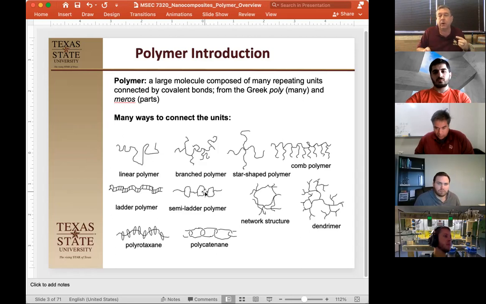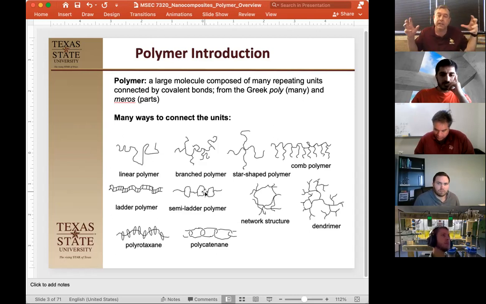Then we can have network structures. In network structures, we tend to think about those as thermosets. You have multiple places where these polymer chains intersect and fuse together. And in those multiple sections, they no longer dissolve, they no longer have additional reactivity. They just fix into that position and are no longer processable.